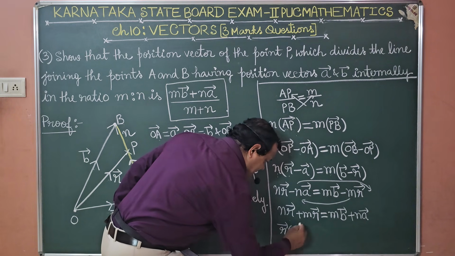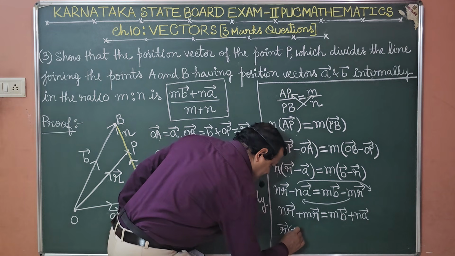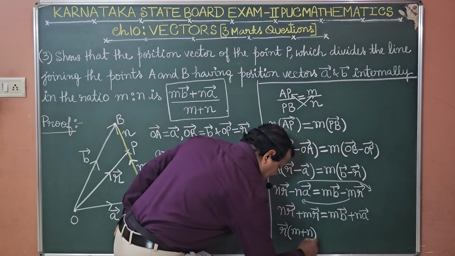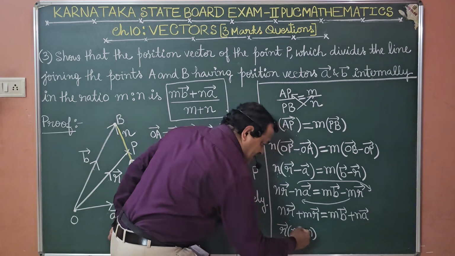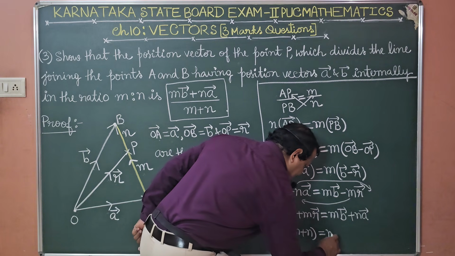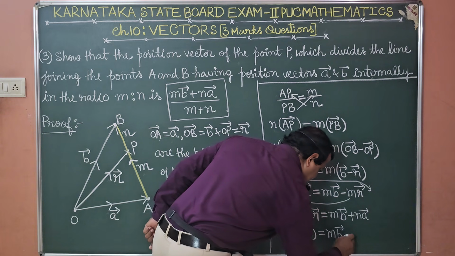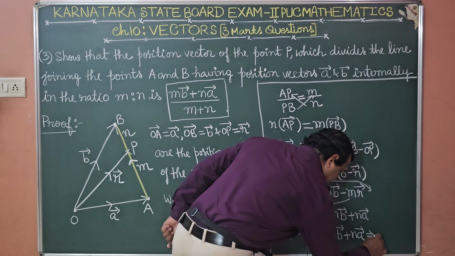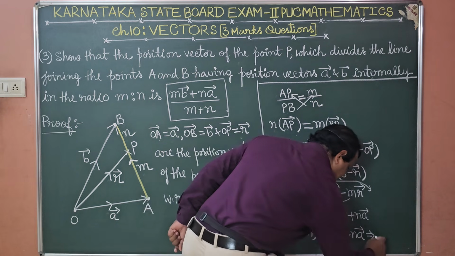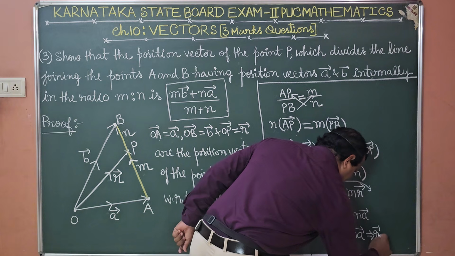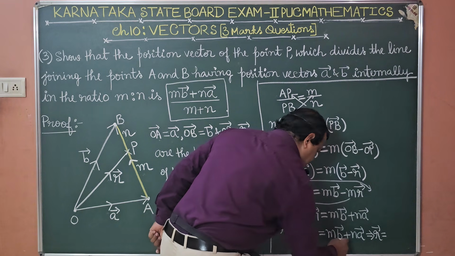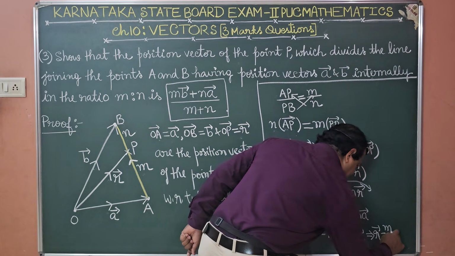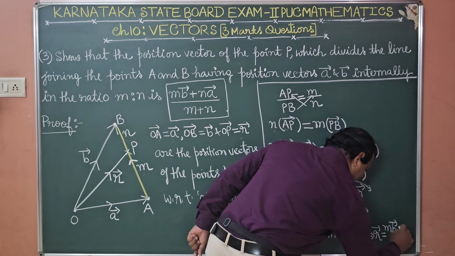For the R vector, I may write the scalar inside as M plus N. Even this is the same, multiplying a vector by a scalar or a scalar multiplied by a vector. The right hand side is the same: M B vector plus N A vector. My last line I will write here. Therefore, the R vector is remaining. This R vector is equal to M B vector plus N A vector, as it is.